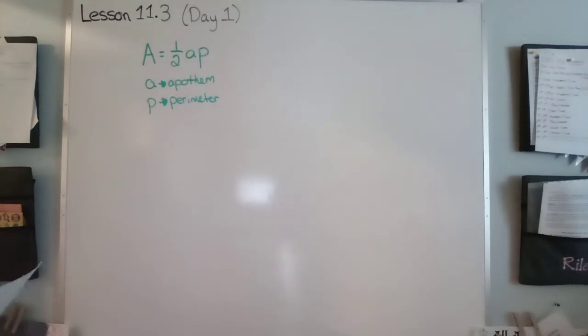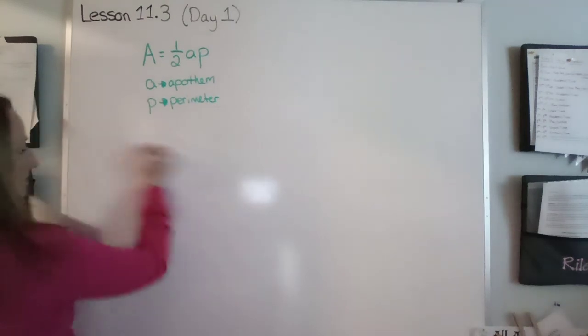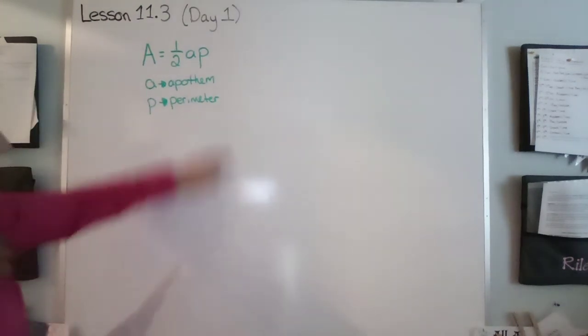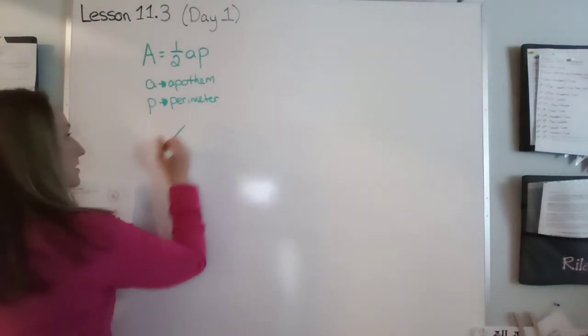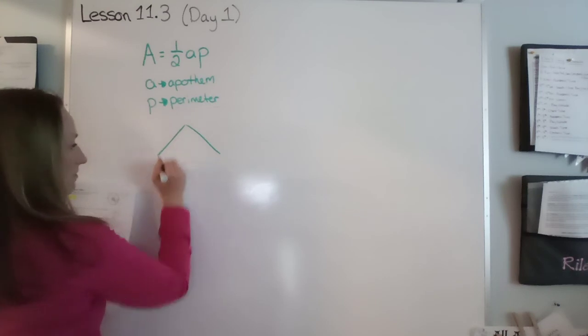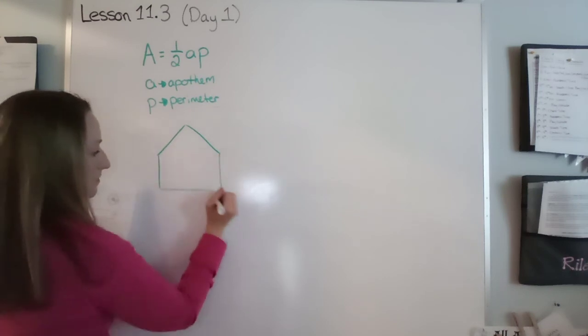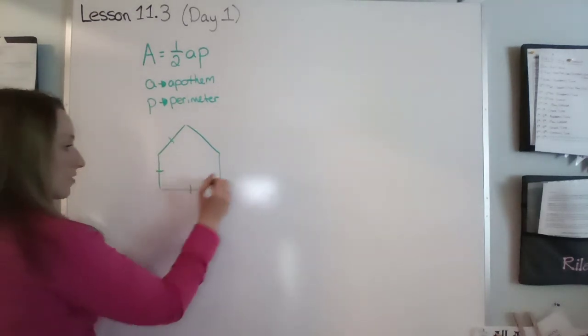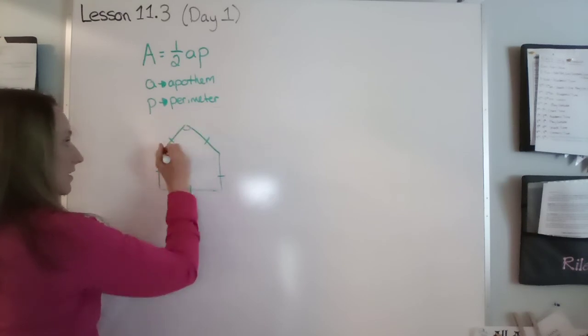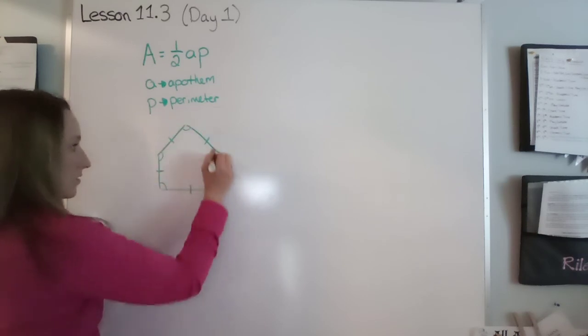Problem number 3. It says a regular pentagon has a radius of 4 inches and a side length of 3 inches. Find the apothem of the pentagon. Okay, so we have a regular pentagon, a 5-sided figure with all sides and all angles congruent. Let's draw our pentagon. Now, it's not going to look regular. The only pentagons I draw look like houses. But we're going to indicate that all angles and all sides are congruent. That's why it's called regular.